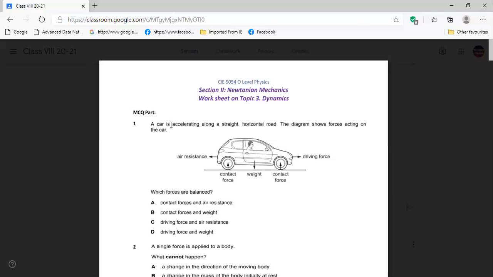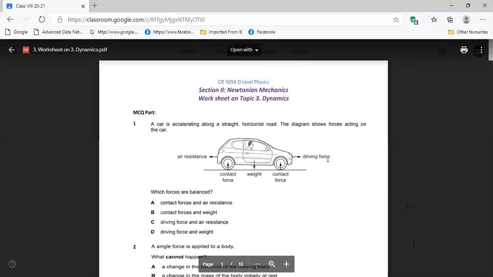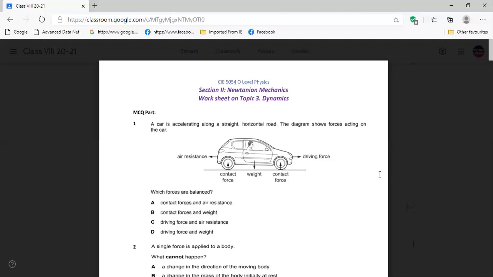So if it is accelerating, then it is not possible for driving force and air resistance to be equal. If they are equal, then there will be constant speed. And if it is constant speed, there will be no acceleration, right? Okay. Yes.